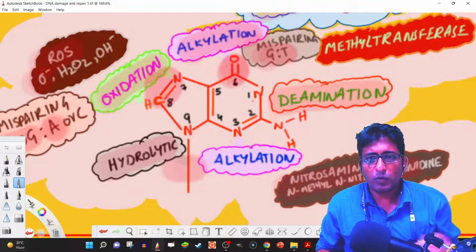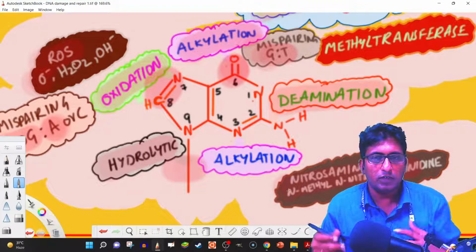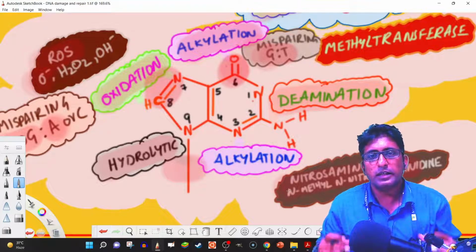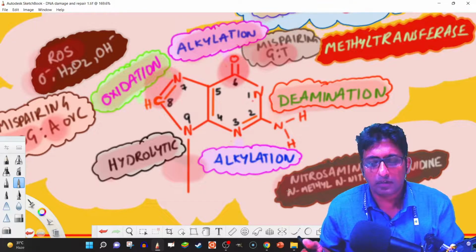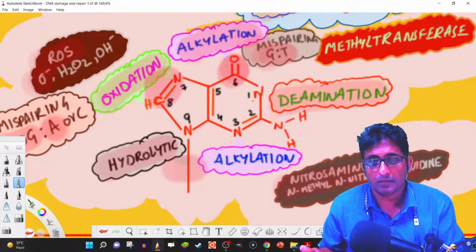So there are simple ways of how you can get rid of stuff. DNA, or evolution, has come up with ways to retain the DNA as it is, or kind of reverse the damage. Those kinds of repair mechanisms are referred to as direct reversal.